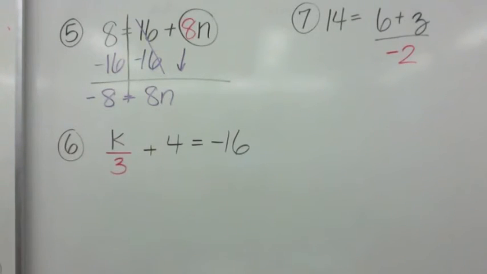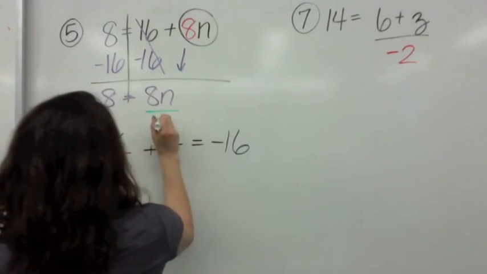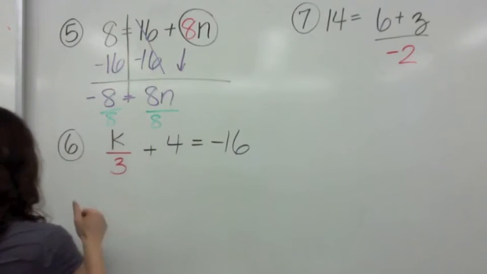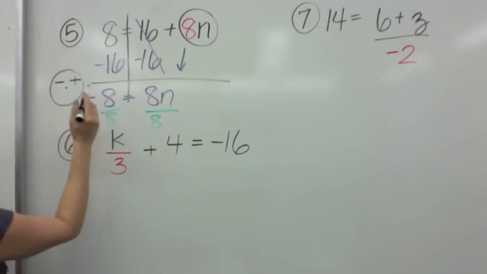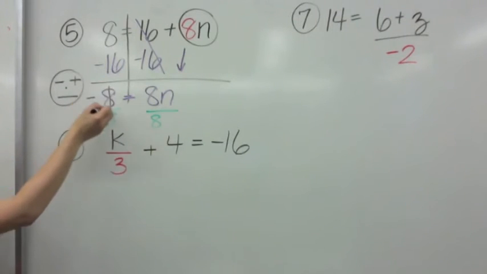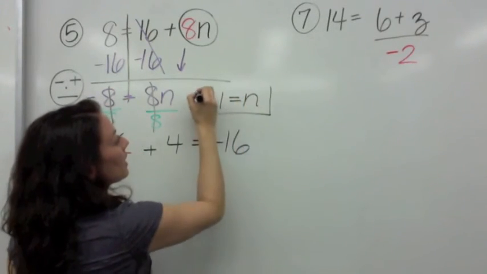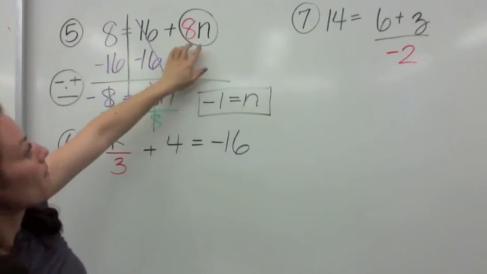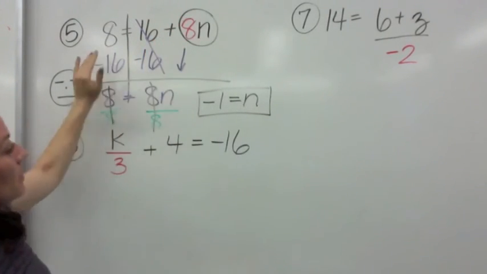So if negative 8 equals 8n, how do you find n? Remember, 8 is being multiplied by n. So what is the opposite of multiplication? Division! Good job. So you're going to divide both sides by 8. Here you have a negative 8 and a positive 8. Remember, Bob, a negative divided by a positive equals negative. So 8 divided by 8 is 1, but because you have this negative, negative 1 equals n. If you were to check this, 8 times negative 1 would be negative 8 plus 16, which is really 16 minus 8, and that does equal 8.